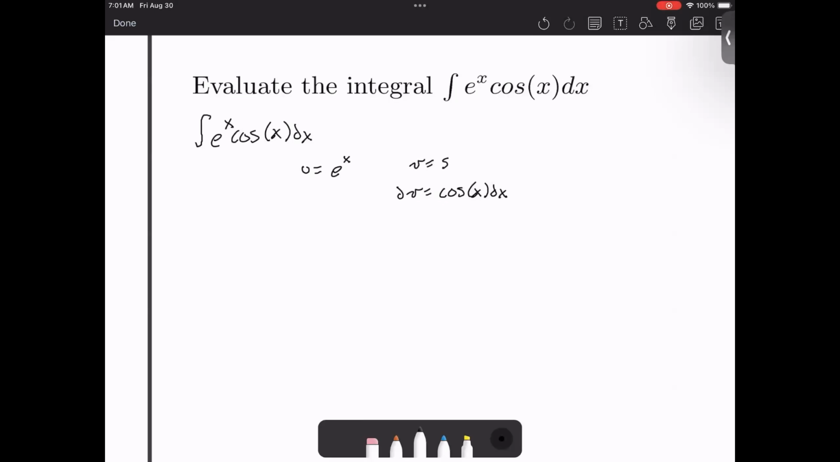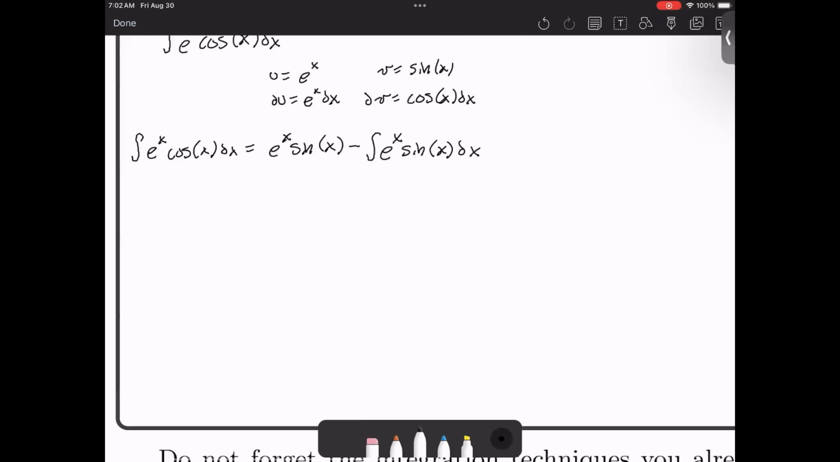So v is going to be sine of x. Du is going to be e to the x dx. So this integral, e to the x cosine of x dx is equal to uv minus integral v du. Okay, so we have another integration by parts right there.